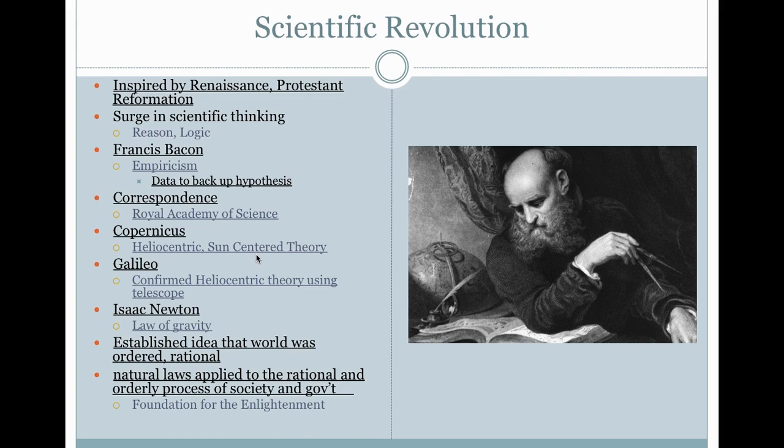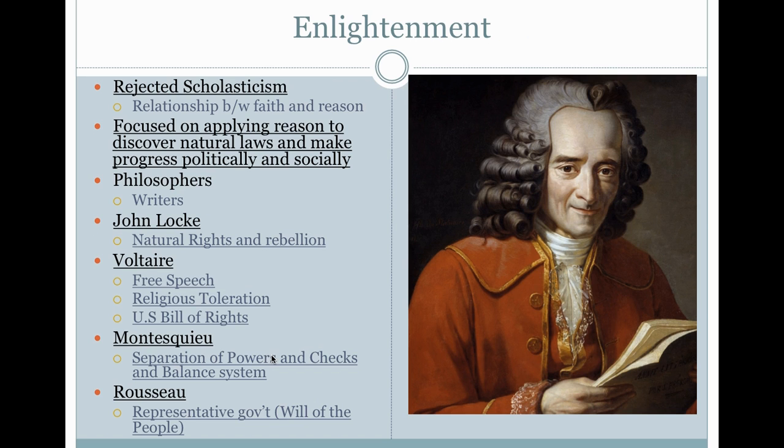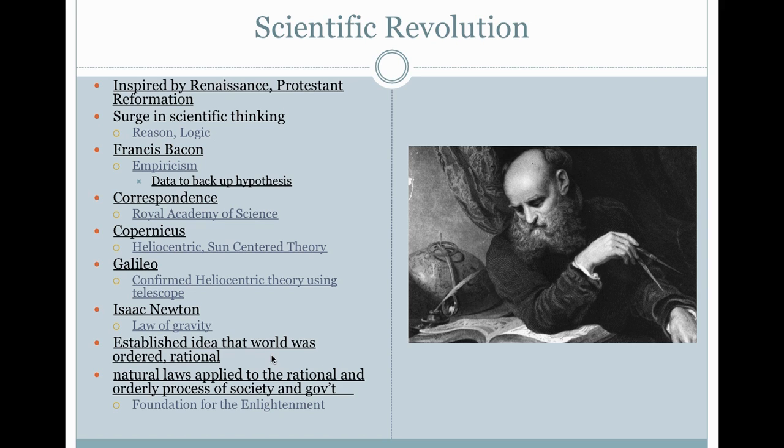It's interesting that Copernicus was so afraid of how the church would punish him that he didn't even have his findings published until after his death. Galileo would confirm this theory using the telescope, so they're kind of united together. Isaac Newton would also base a lot of his data on the works of Galileo and Copernicus, and he would establish the law of gravity. So what's happening? It's this idea now that the world was actually ordered and rational, and there was science that could explain what's happening around the world.